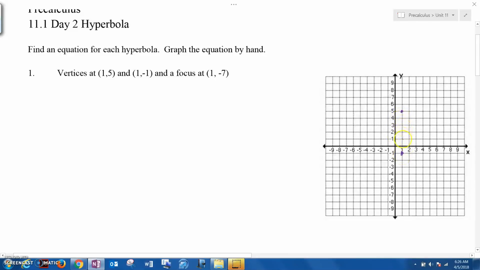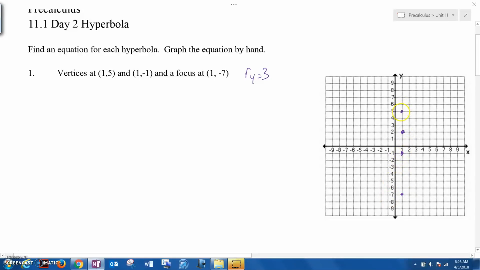So 1, 2, 3, 4, 5, 6. That means the distance is 6, the major axis, we don't really call it that anymore, but it's 3 for the Ry, so Ry equals 3. So I know that, I know my center is there. And I know a focus is at (1, -7). That seems very far away. (1, -7), so that's way down here.